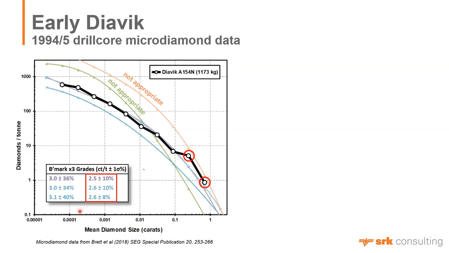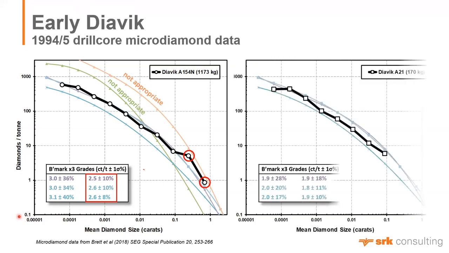The trick about using that approach is that you get a handle on your errors. There's a very big difference between having a 30% error relative to a 10% error. And that's really the contribution that using benchmarks makes to the microdiamond exercise.